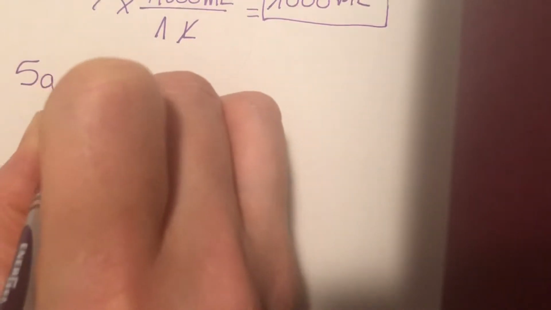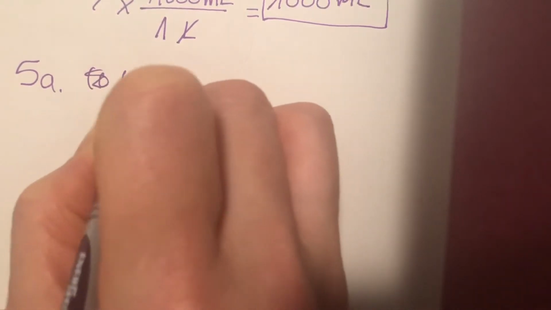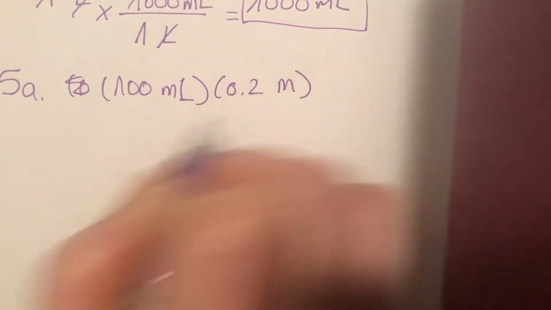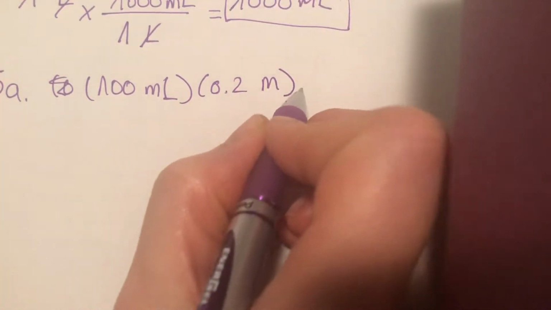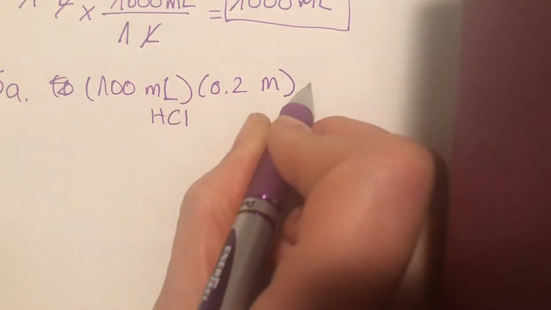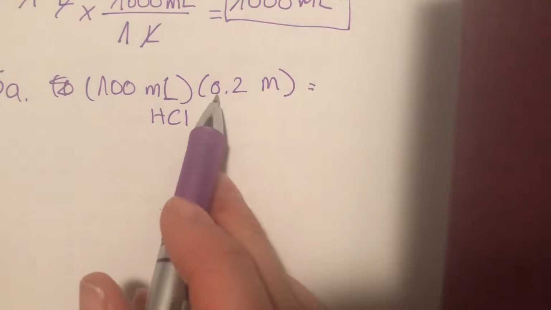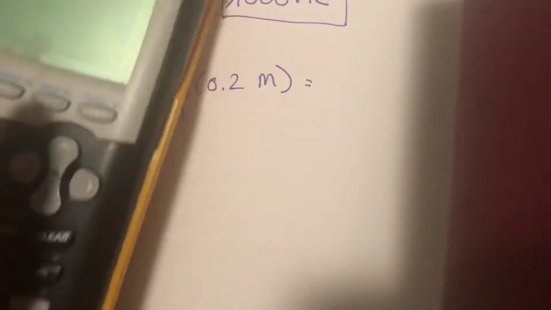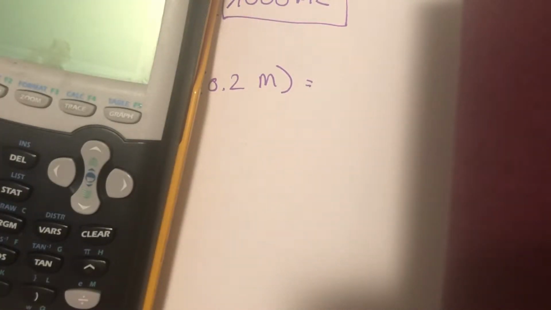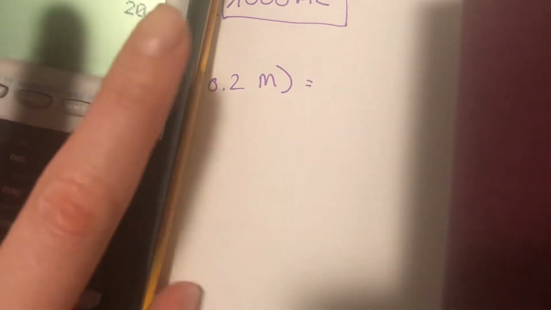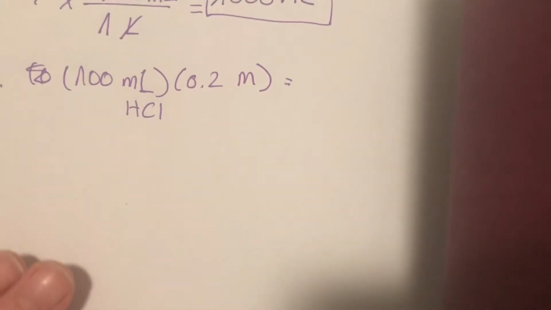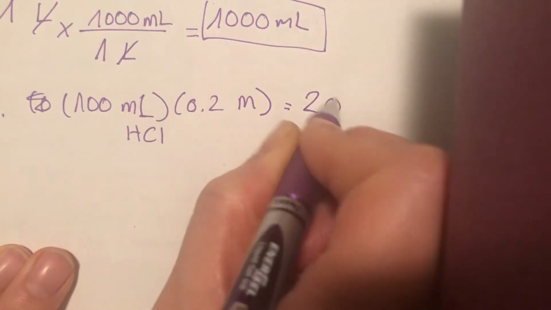So number 5A, I have 100 milliliters with 0.2 molar HCl. I'm going to put HCl on the bottom here. 0.2 times 100. For those of you who need this too, I will put that in the calculator. 100 times 0.2 is going to be 20. So I'm going to use this number, 20.